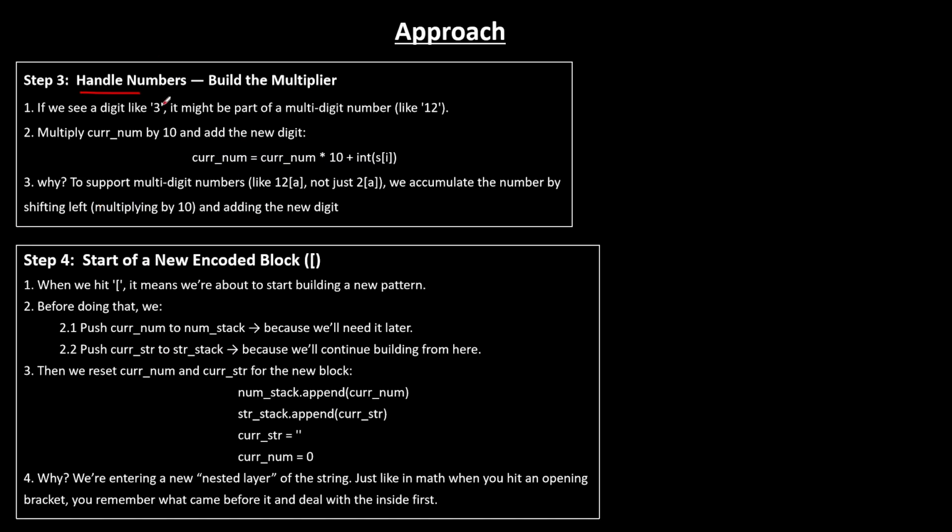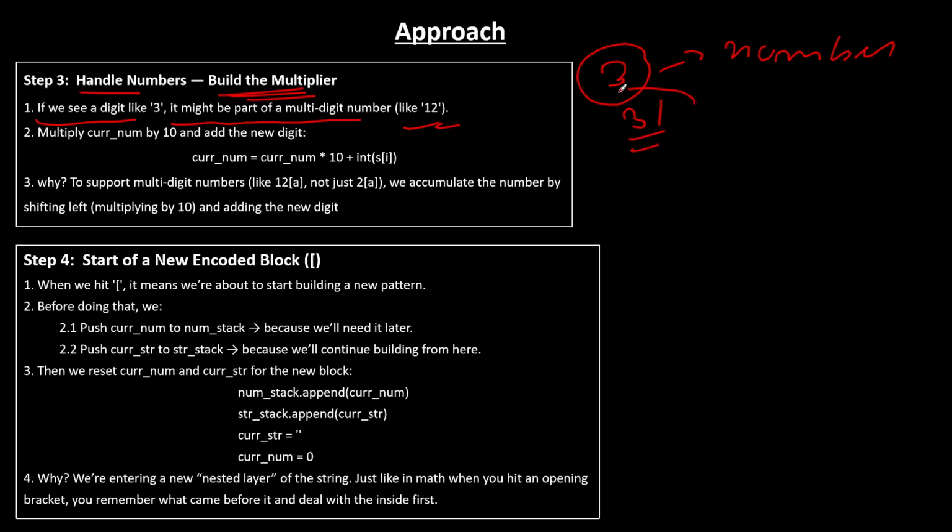Handling numbers and building the multiplier. Now this seems a bit complex, but it is not. If you see a digit like 3, it might be part of a multi-digit number like 31. If it is just 3, you could directly convert it to a number and go ahead. But if it is 31 in the string, you have to make it a complete 31 as a number. So what you do is multiply the current number by 10 and add the new digit.